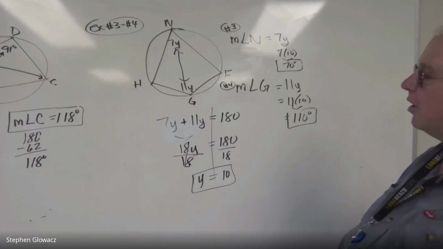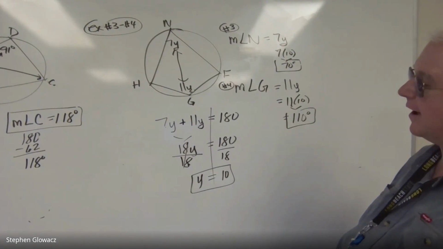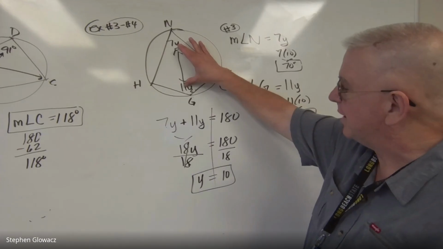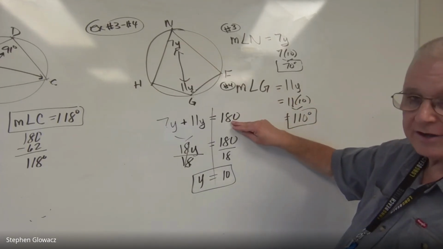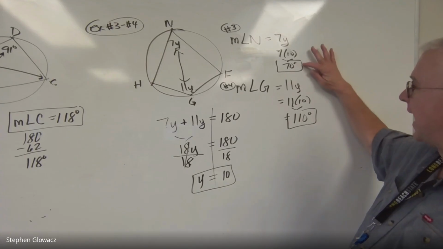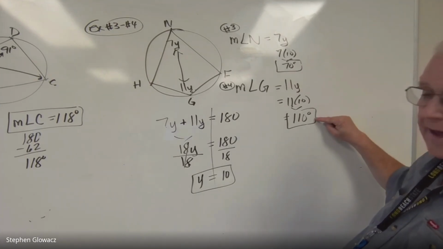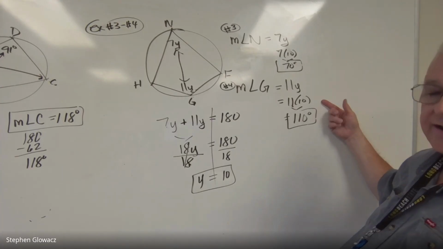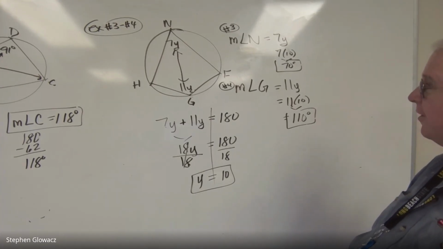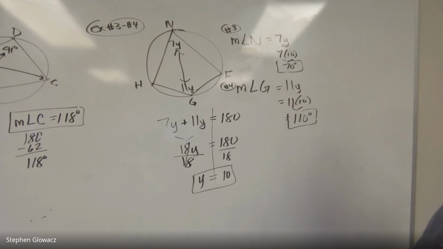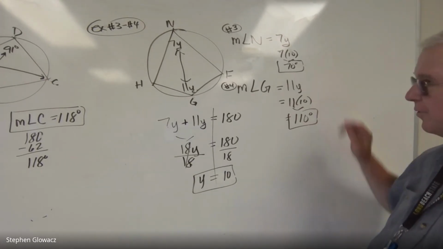Notice also, remember we said that opposite angles are supplementary, meaning they add to 180 degrees. Notice if we add 70 and 110, 70 plus 110 is 180. So that kind of verifies and confirms our answer, not only for y, but our answers for the angles.